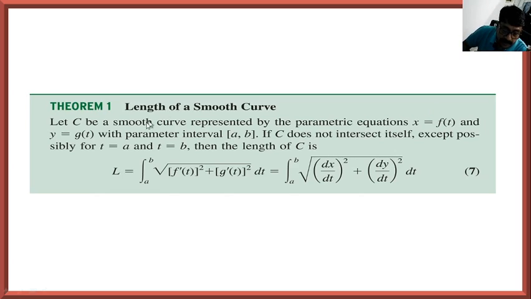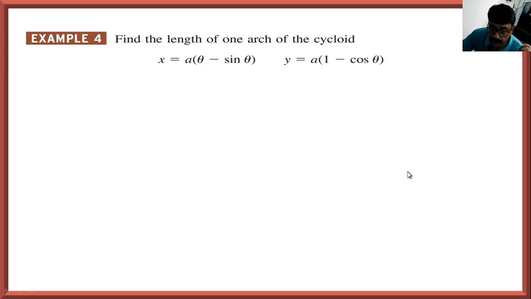So hence we have this theorem. If C is a smooth curve represented by the parametric equations x equal to f of t and y equal to g of t with parameter t from a to b, then the length of the curve is obtained by integral a to b root of dx by dt whole square plus dy by dt whole square dt.